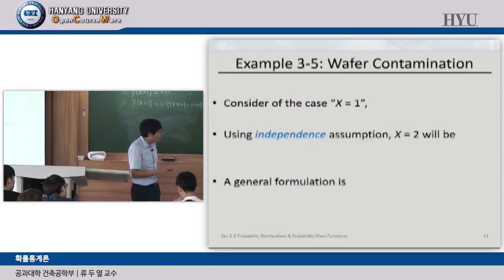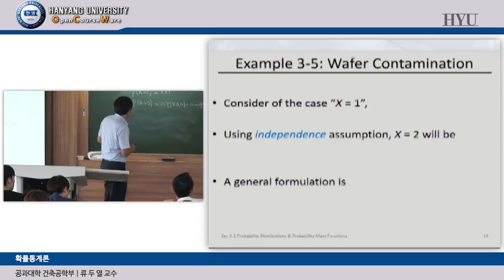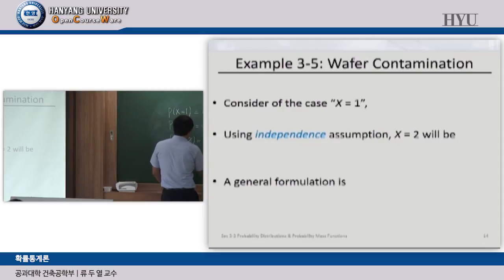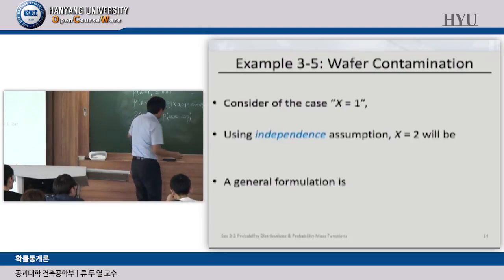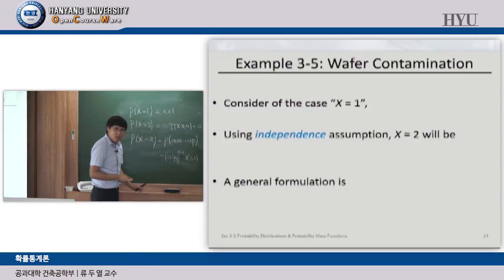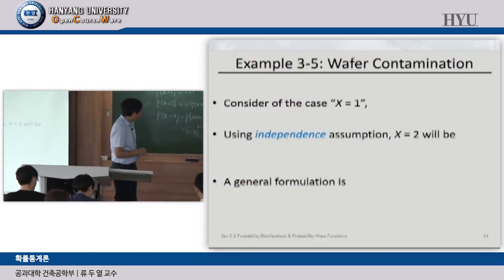And from these two cases, we can make a general formulation for this example. That is, the probability of large X equals small x. Okay? And that can be the probability of A, blah, blah, blah, blah, A, and P. A indicates the case that the first whopper contains no particle, and P indicates the case that the second whopper includes the contamination. Okay? So this can be 0.99 to the power of x minus 1, multiplied by 0.01. Okay? So that is the general formulation for this question.